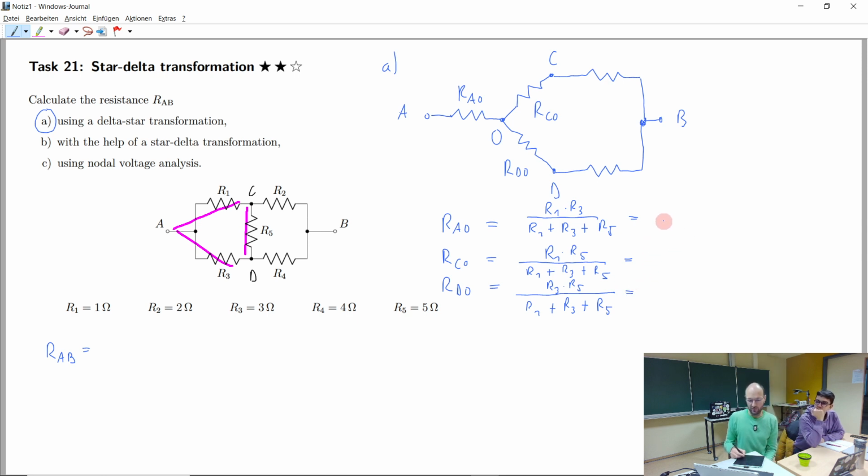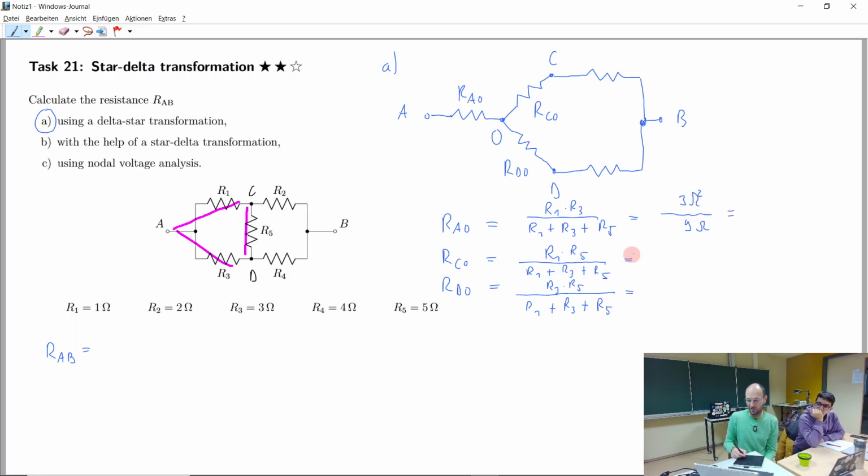We insert values and we calculate the stuff, and luckily all these resistors have very simple values. I just need to set in all these values, and to save some space I will directly cancel an ohm in my mind. So here we have 1 times 3, let's directly calculate it. We have 3 ohm divided by, and 1 plus 3 is 4 plus 5 is 9. It's 3 ohm square, no? Yeah, and it would be 3 ohm square divided by 9 ohm. Okay, and so I've directly cancelled one. But okay, let's maybe write it like this, it's more understandable.